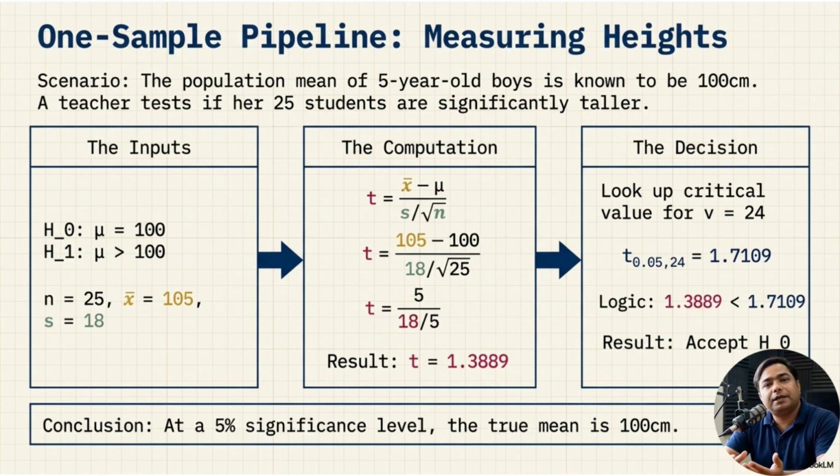So the conclusion is at the 5% significance level, we do not have enough evidence to say that the true mean height is greater than 100 centimeters. This does not prove that the true mean is exactly 100. It simply means the sample evidence is not strong enough to reject the null hypothesis.